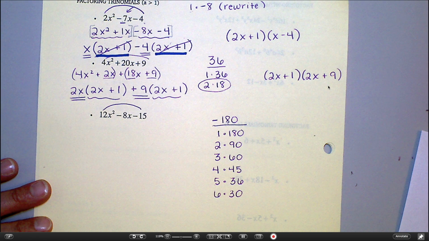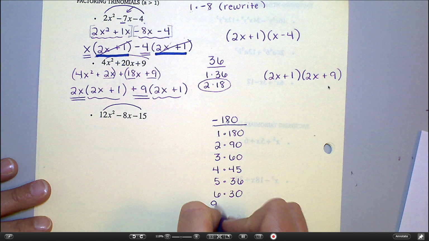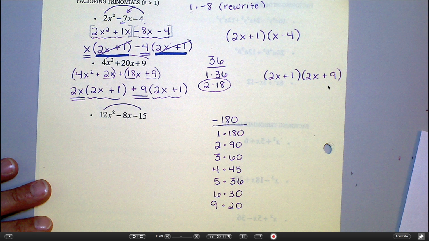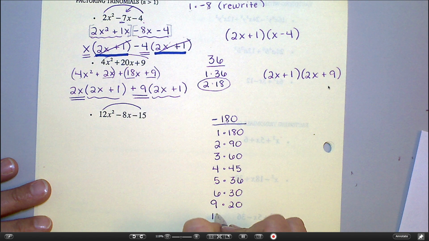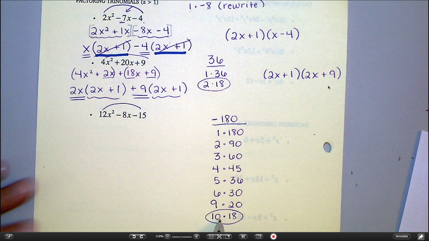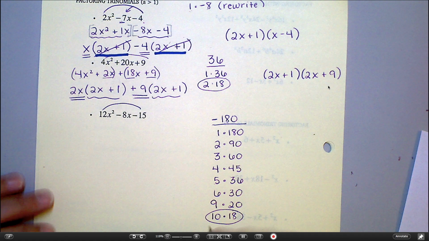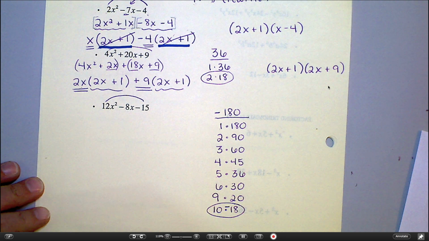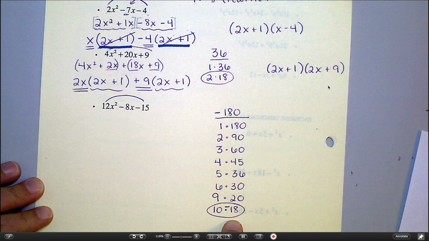7 doesn't work. 8 does not work. 9 and 20. Getting closer, but still doesn't make an 8. 10 and 18, and there we go. Ding, ding, ding. 10 and 18. Because if I make one of those negatives, specifically if I make the 18 negative, 10 and negative 18 would give me negative 8. So sometimes coming up with this combo is a tricky one, okay? But you can do it. It'll always be there somewhere.